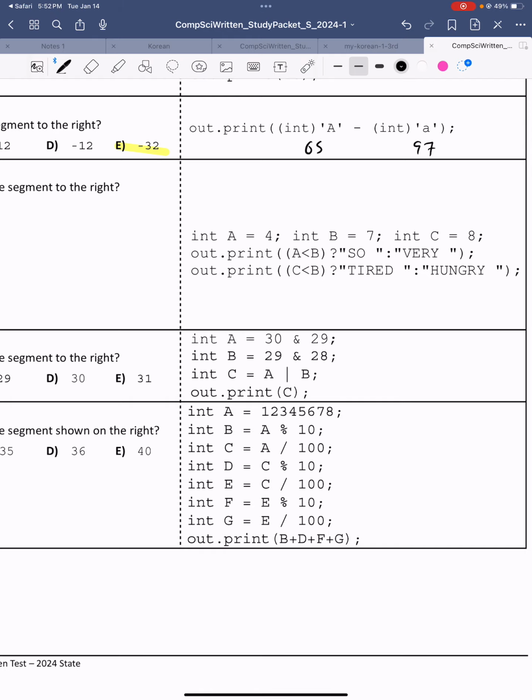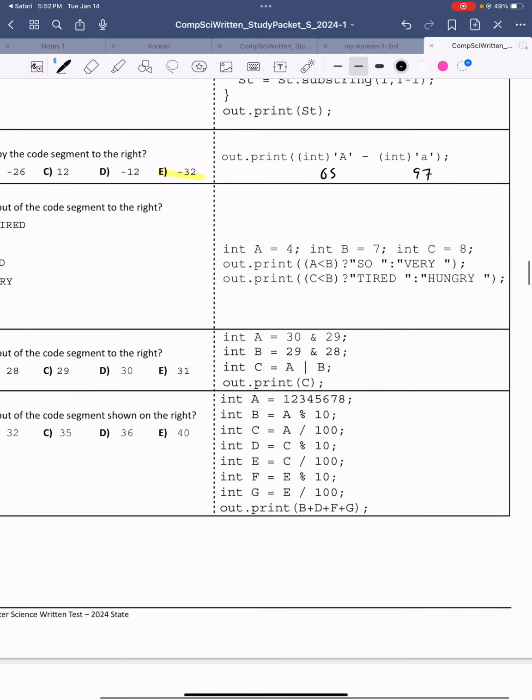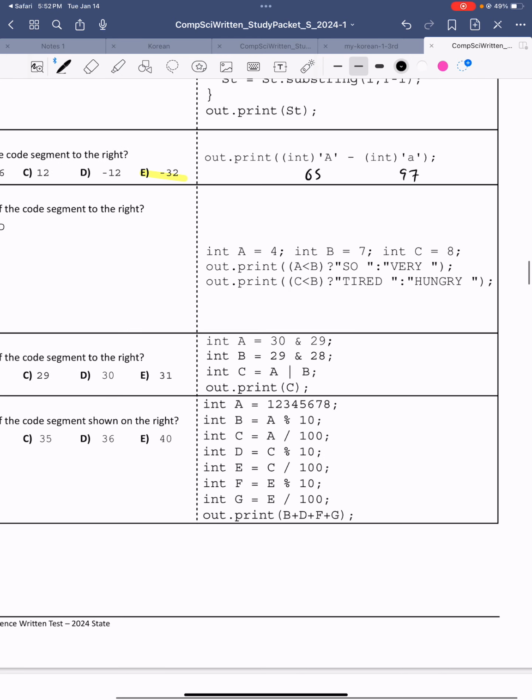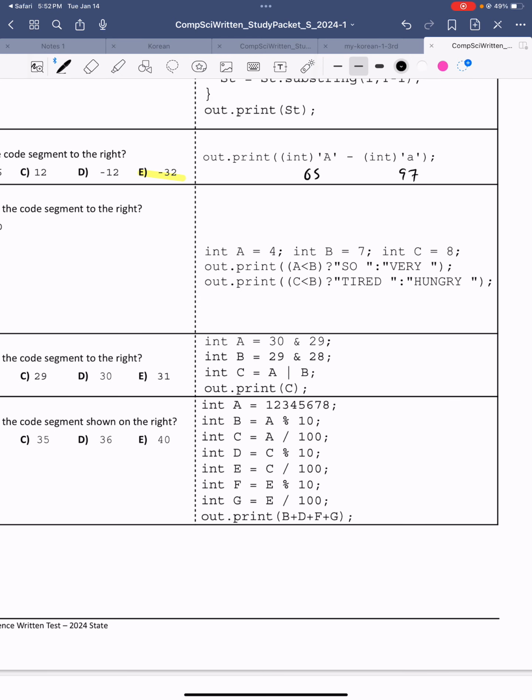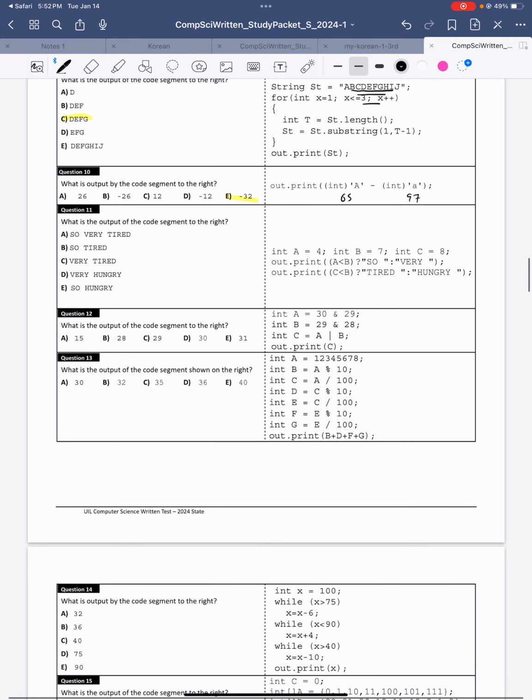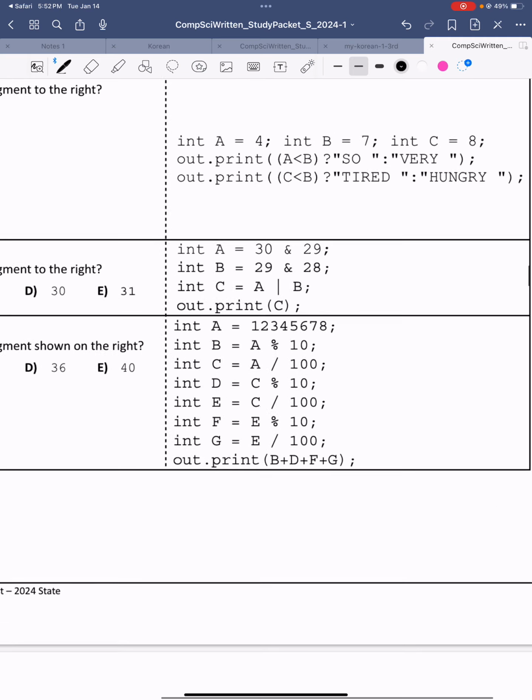This one is a ternary operator. It's an if statement, basically, just very elegant and simplified. I use this all the time in my job. So we just look, is A less than B, is 4 less than 7? Yes, so we're going to get so. And then is C less than B, is 8 less than 7? No, so we're going to get hungry. So we look at them, no new line, so, and then space, and then hungry space. So space, hungry space, which is E. So easy.